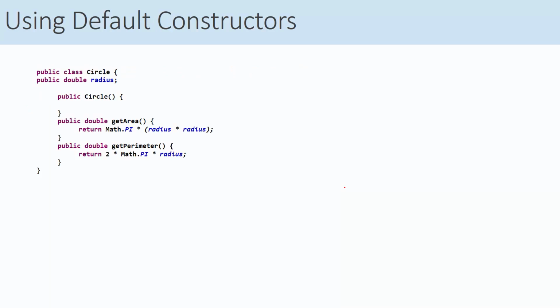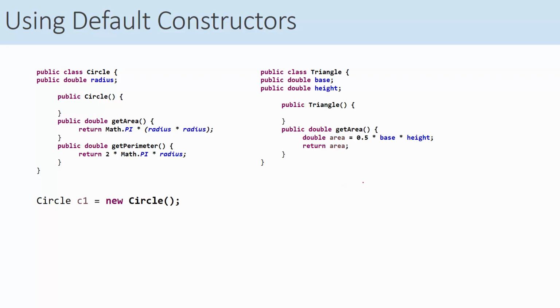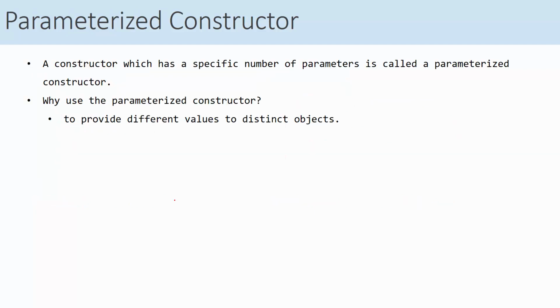You have seen the example of how to use the default constructor. You just call new Circle, which is the class name. Here we have a triangle. You just create a new triangle object by calling the new operator. So when you say new, you are actually calling the default constructor in these two examples.